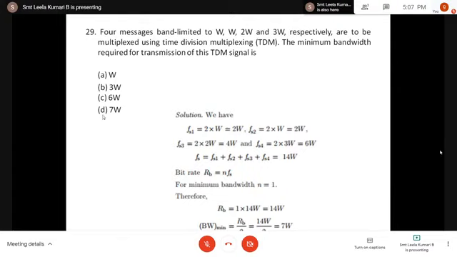Therefore, option D is correct. See, the minimum bandwidth exists when n is equal to 1, and the minimum bandwidth can be RB by 2, half of the bitrate.